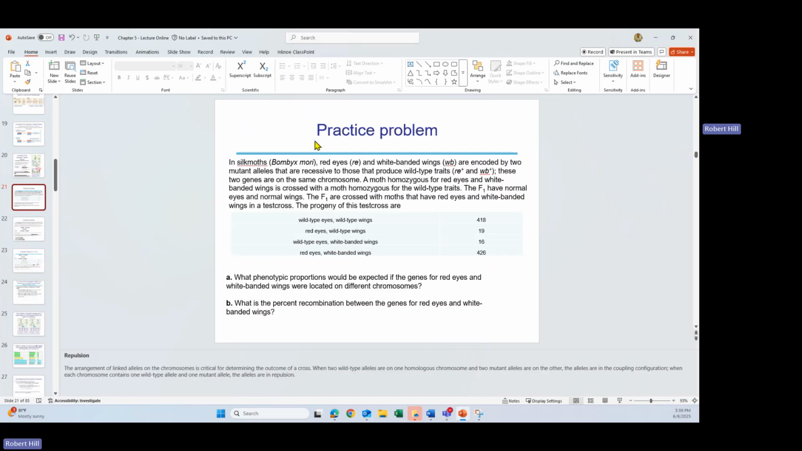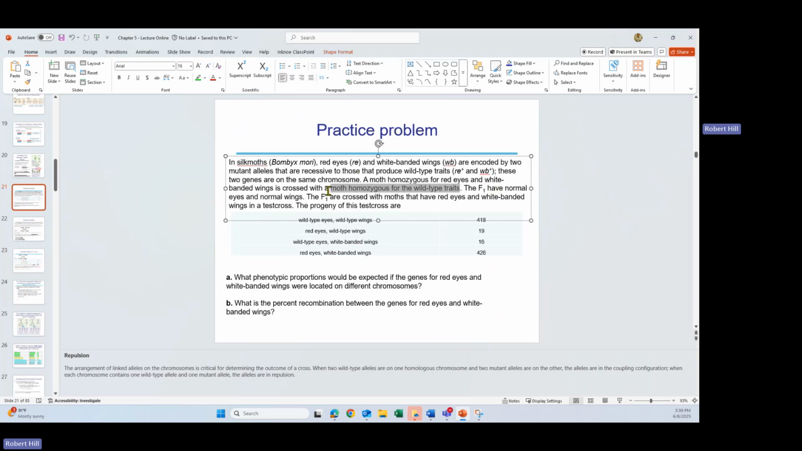The F1 have normal eyes and normal wings. So here, the wild type trait has come out in the F1. You can assume it's 100%. All right, so now we're taking the F1, which are heterozygotes. Let's make sure they are heterozygotes. They are, because we did a moth homozygous for red eyes and white banded wings crossed with the moth homozygous for wild type.